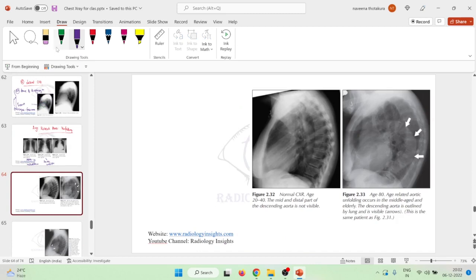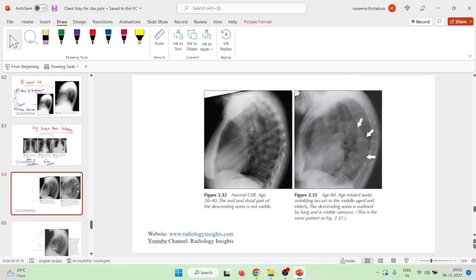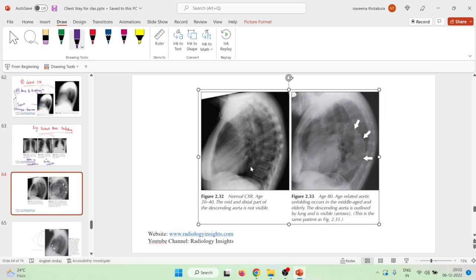In the lateral X-ray, this is the normal chest X-ray where you can see this is the aorta.